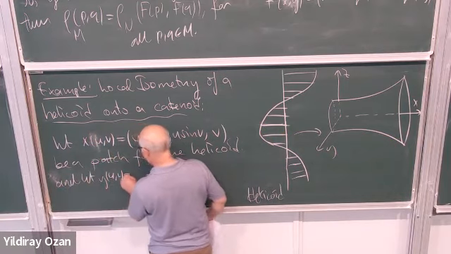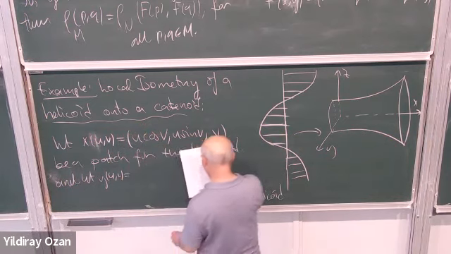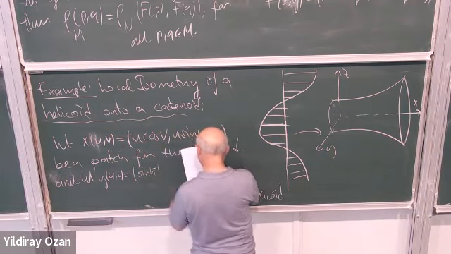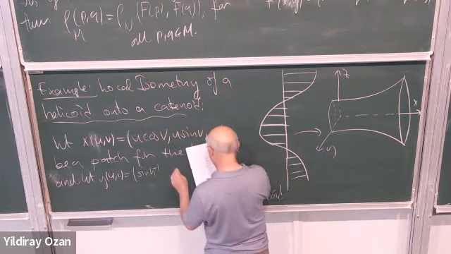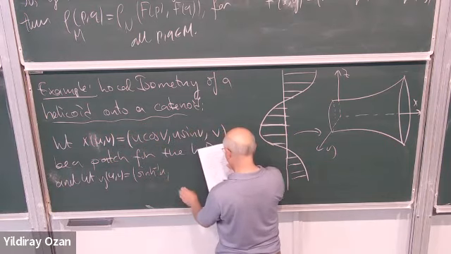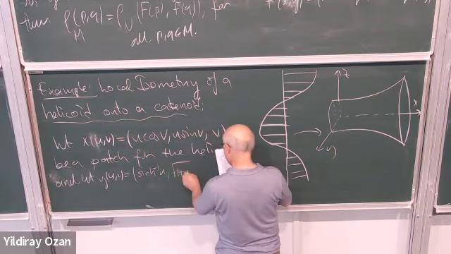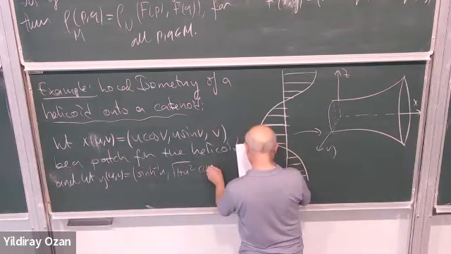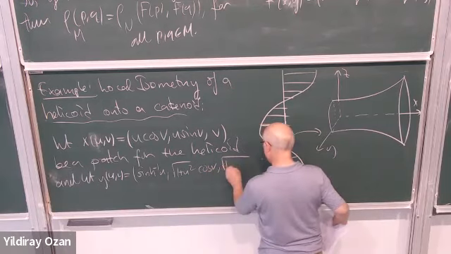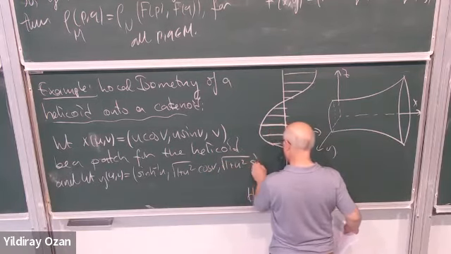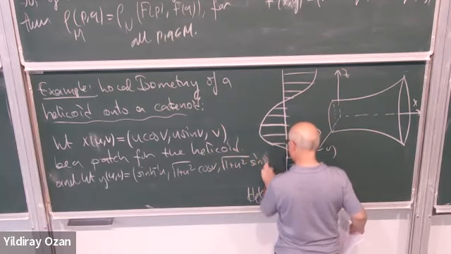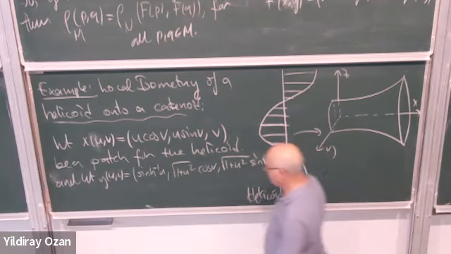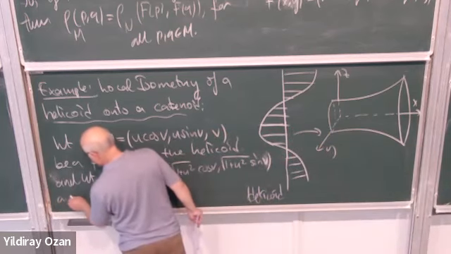So y will be the following function: sine hyperbolic inverse of u, and then square root of 1 plus u squared times cosine v, and square root of 1 plus u squared times sine v. A surface patch.